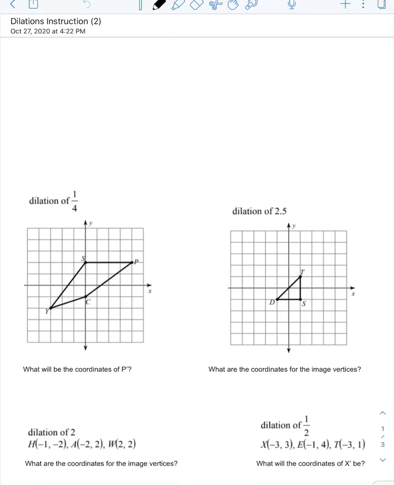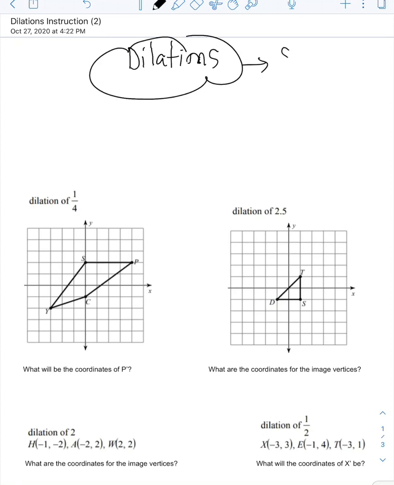Hey guys, so today we're going to take a look at dilations. Dilations are sometimes also called shrinking or growing. So let's write that down. A dilation means either to shrink or to grow.